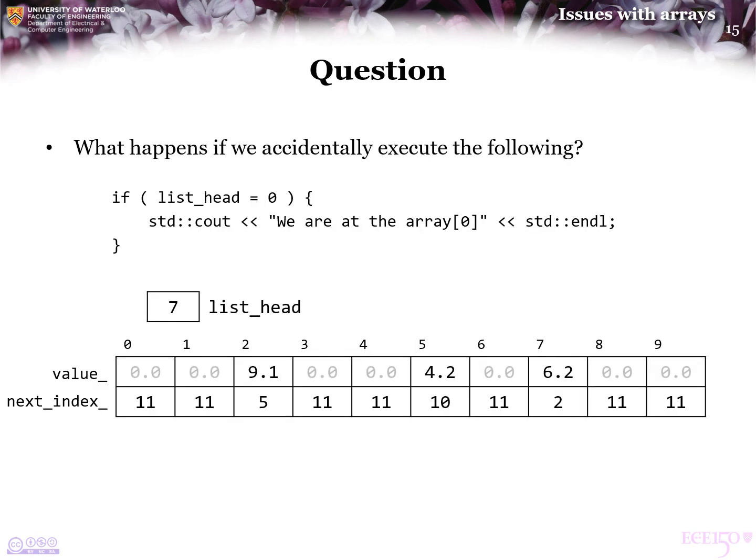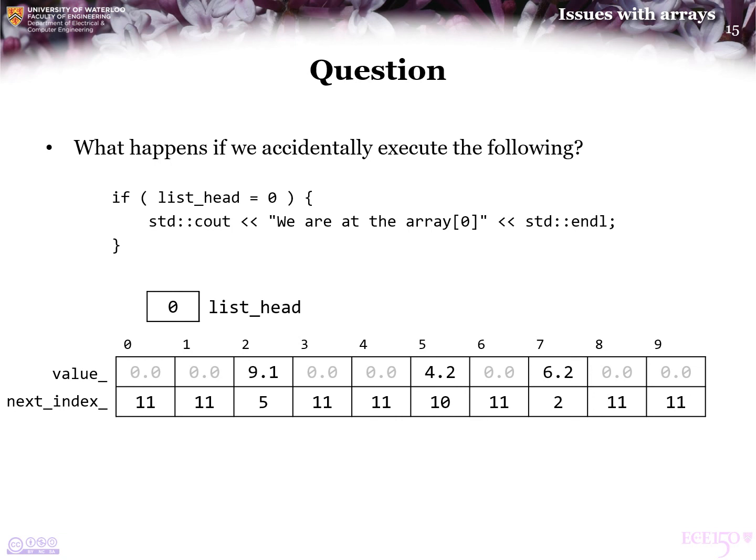So what happens here if we accidentally execute the following code? Here we assign list head the value 0 in the conditional statement, which is a little bit bizarre, but it does actually compile. Unfortunately, what we really meant to do was to compare list head to 0, but instead we made a mistake. We assigned list head the value 0. What has just happened?